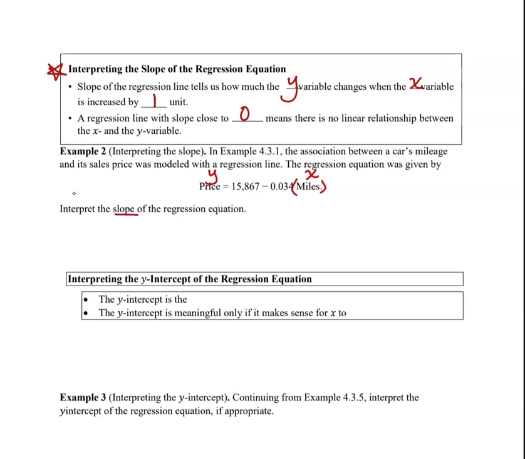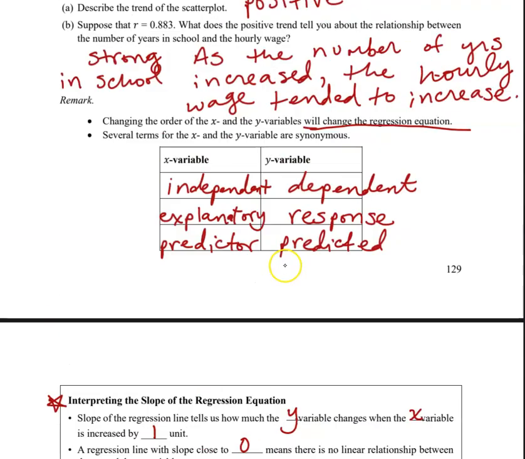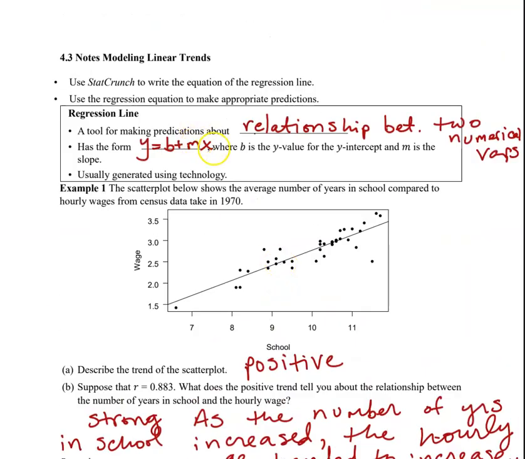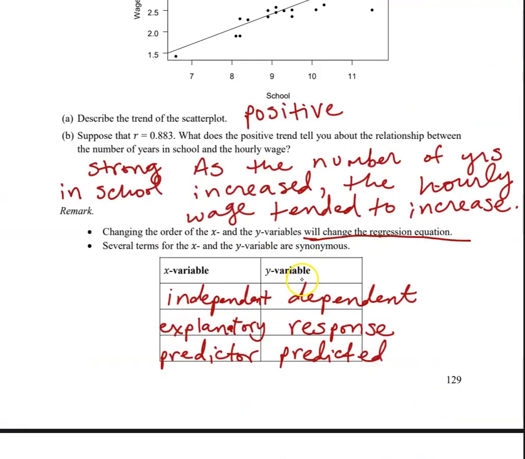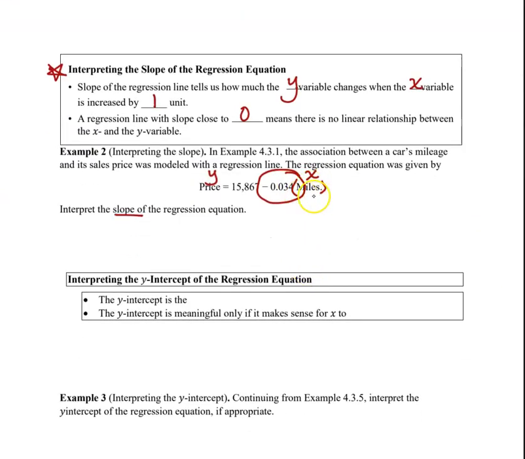So the slope is always the number in front of the independent variable. That's really important that you recognize that. Just like back here, mx. X is the independent variable. So m is the coefficient for that variable. And it's in words, in this case, as miles. So first of all, identify it. The slope is negative 0.034.